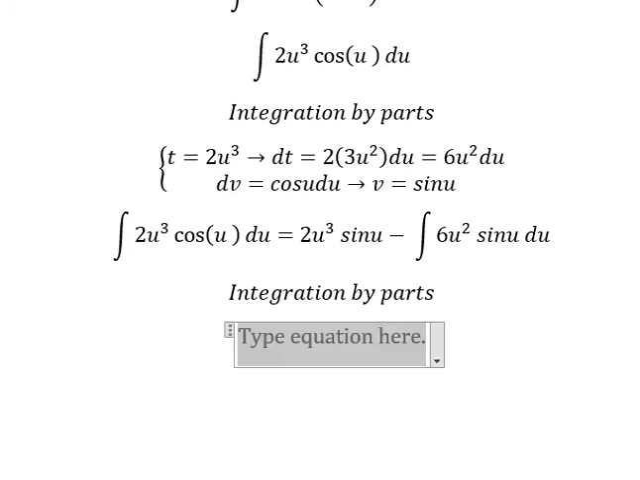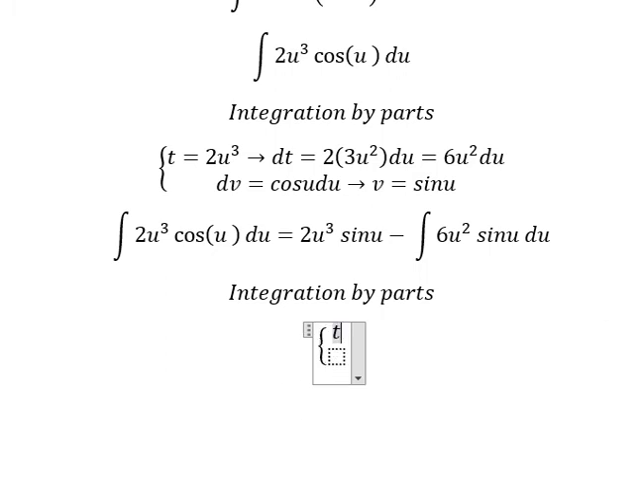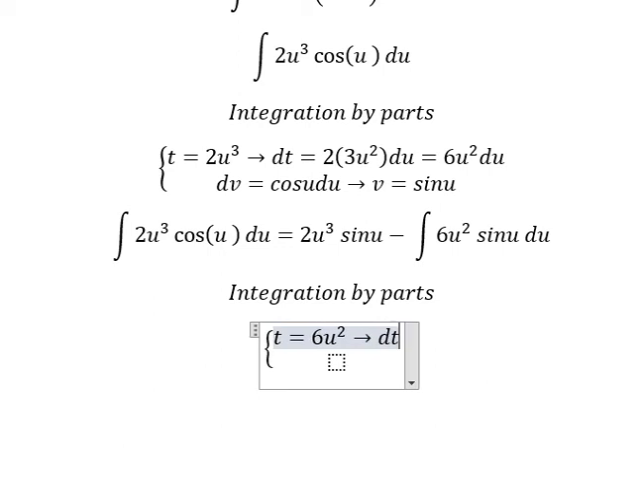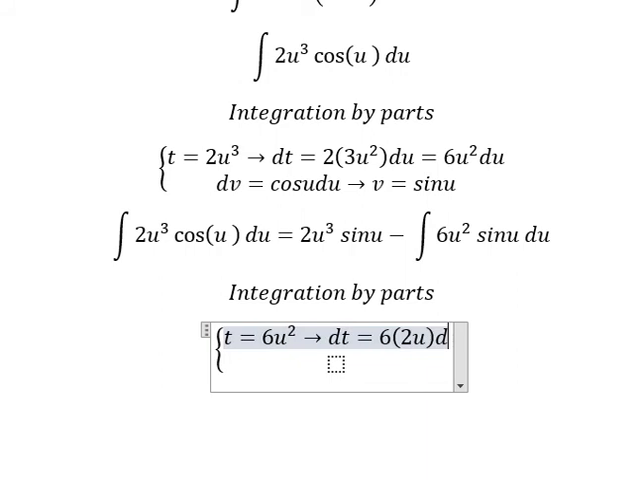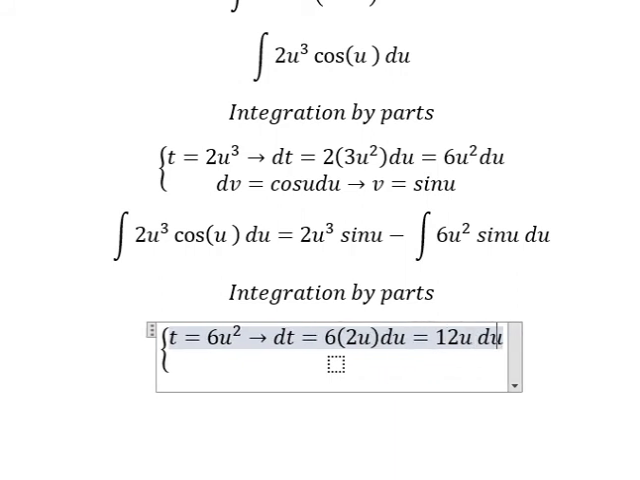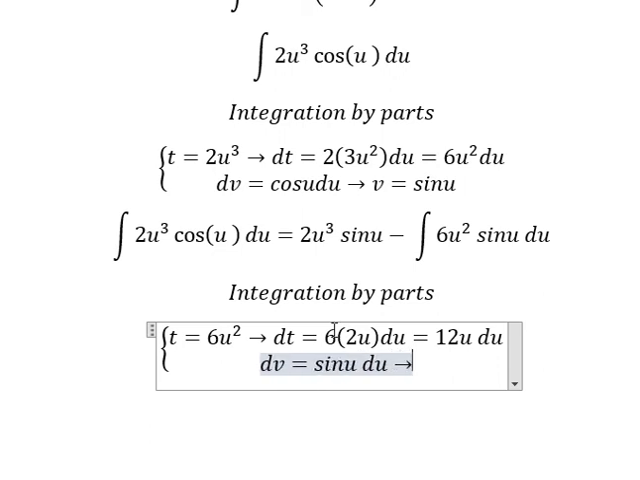So we have t equal to 6u squared. Later, we take the first derivative of both sides, and we have 2u du. So we have 12u du. dv, we have sine u du. The integration of this one, we have v equals negative cosine u.